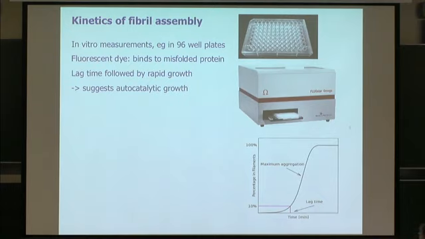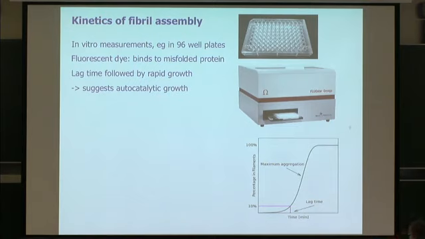And what you find if you do that is that typically the fluorescence, as a function of time, looks like this. You typically have a lag time, which can be several hours, where you don't detect any fluorescence. And then there's a rapid growth, a sort of sigmoidal increase in the fluorescence, and then eventually you run out of protein material and the thing saturates.